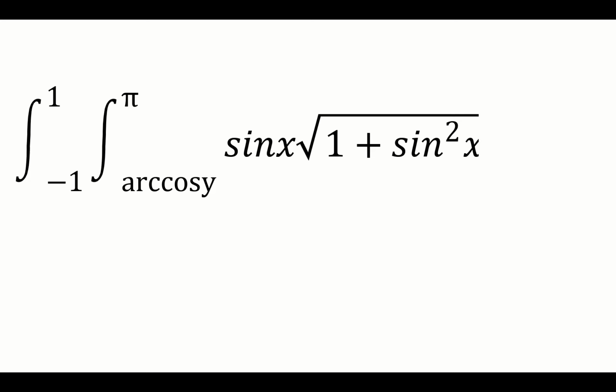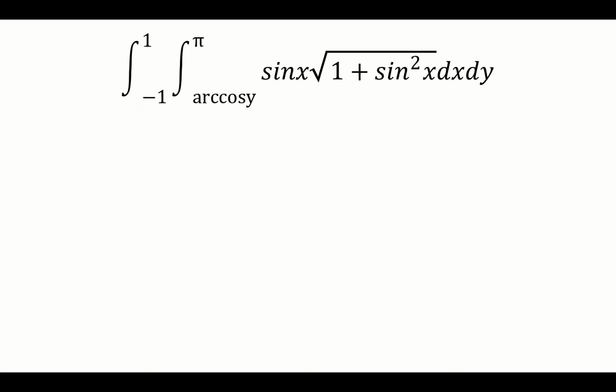In this video, I want to find the integral from -1 to 1 of the integral from arccosine y to pi of sine x times the square root of 1 plus sine squared x dx dy. The first thing to do is to rewrite the order of integration, and we're going to do that by looking at the graph. So x starts from arccosine y to x equals pi.